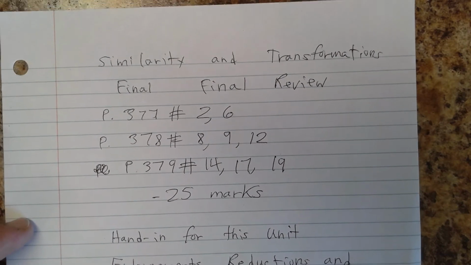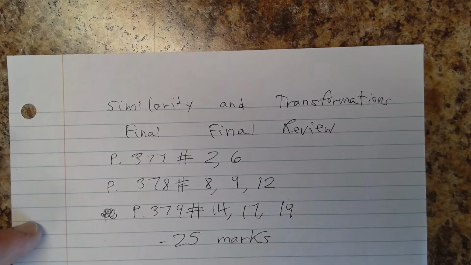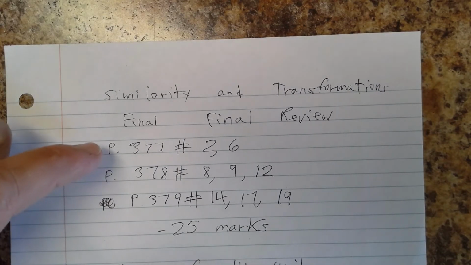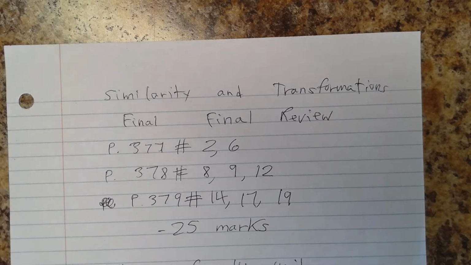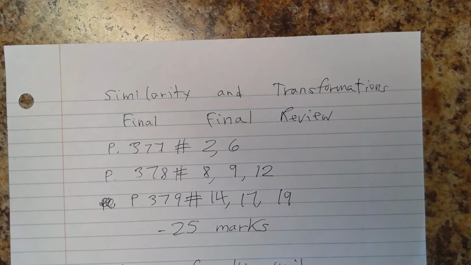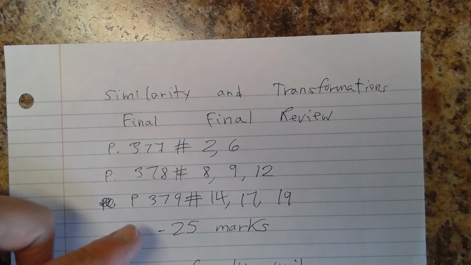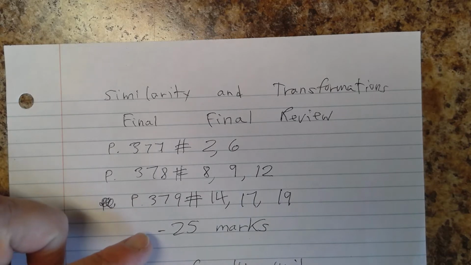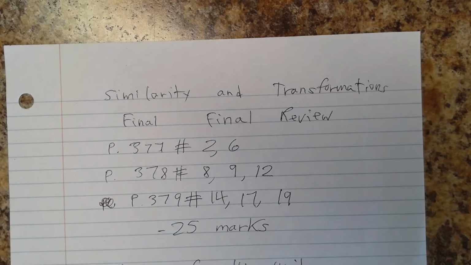Write all of these down. Page 377 is where the review begins. Number 2 and 6. Page 378, 8, 9, and 12. And then page 379, 14, 17, and 19. And all told, this will be worth 25 marks. Now I'm going to give you a minute to write these down before I go over all of these exercises.